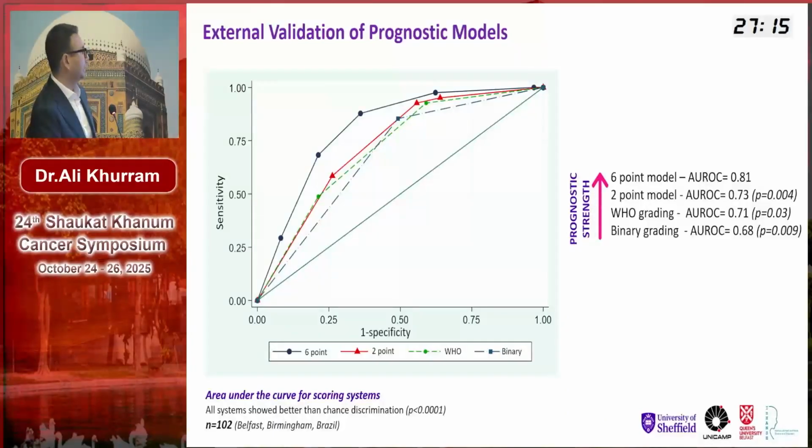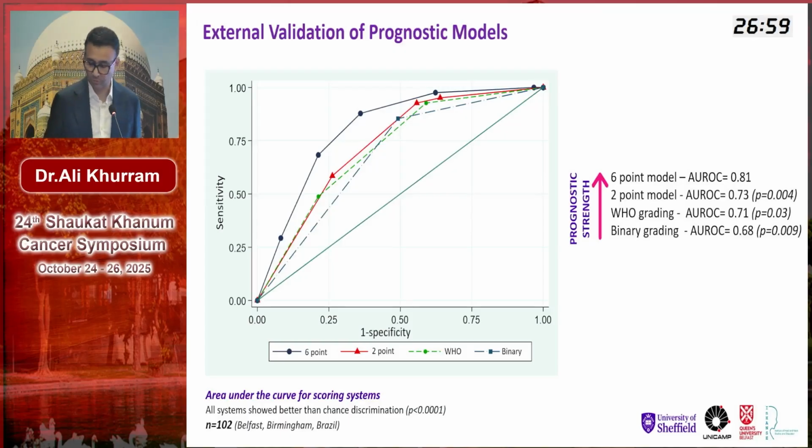So as you can see, our 6-point model actually improved. It went up to 0.81. The 2-point model still performed okay and was better than the WHO and the binary grading system. But again, this validated that this is something that potentially can be useful for the pathology community.